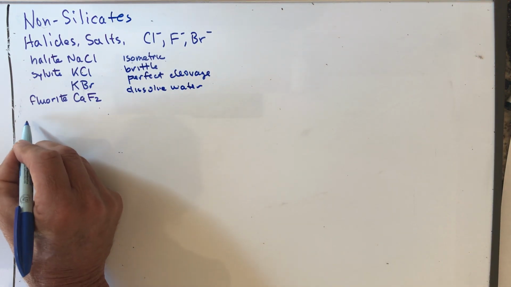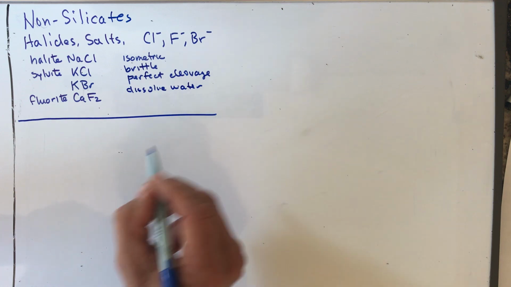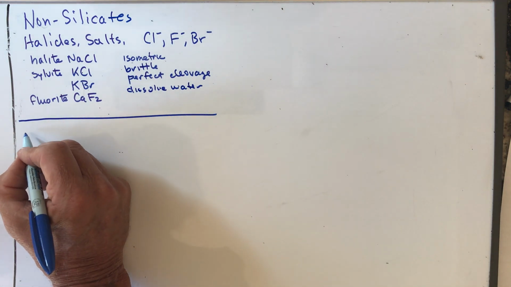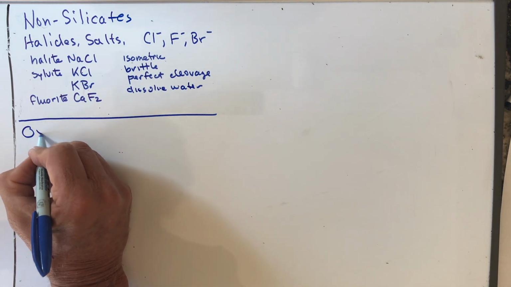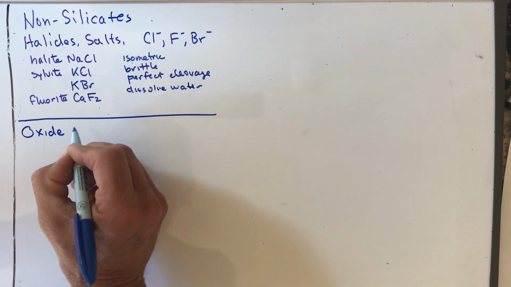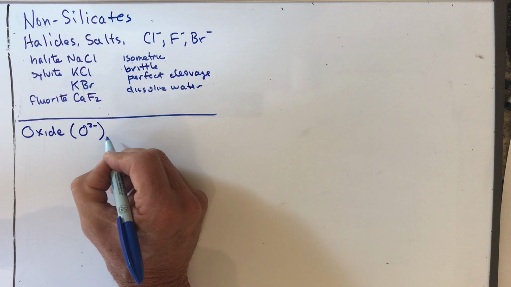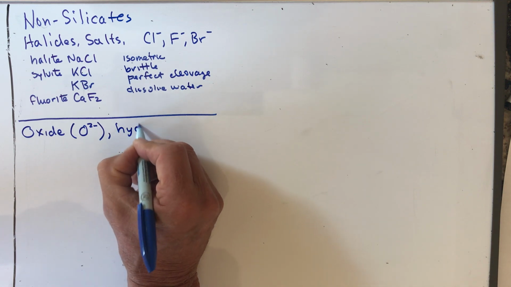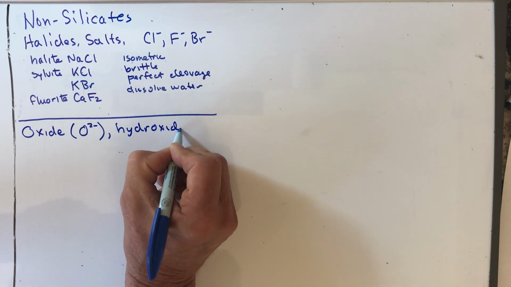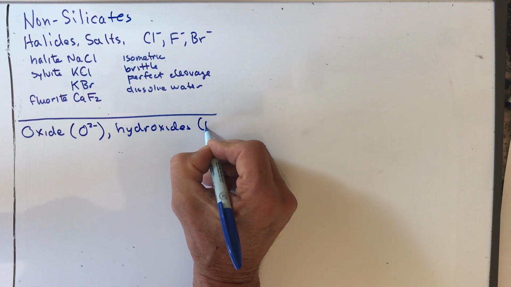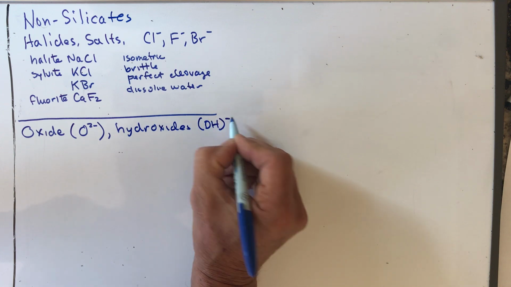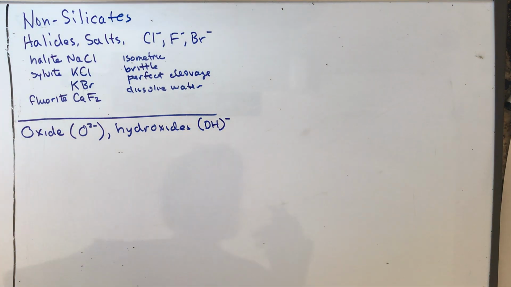The next group we're going to talk about are the oxide and hydroxide minerals. In oxide minerals, the anion is O2 minus, just like in silicates, and hydroxides include an OH group, which has a -1 charge.